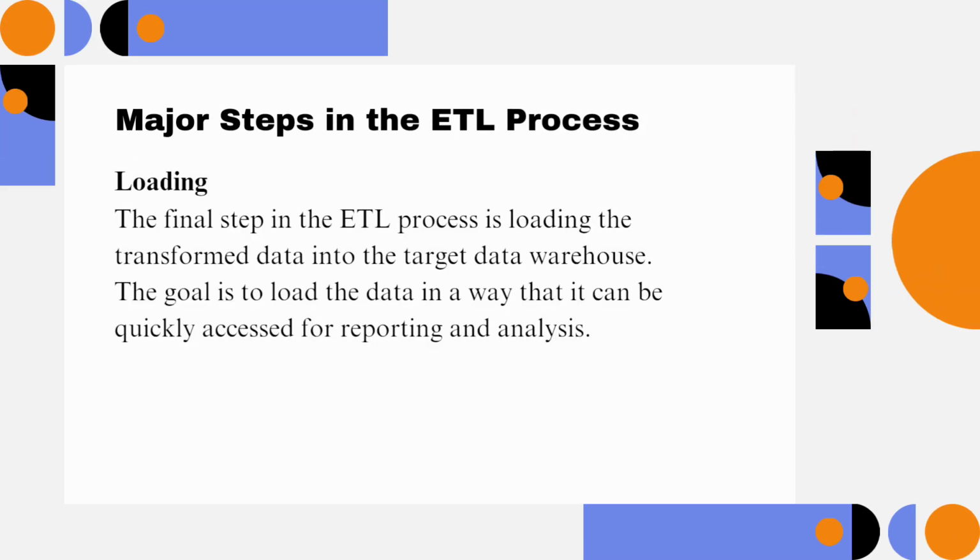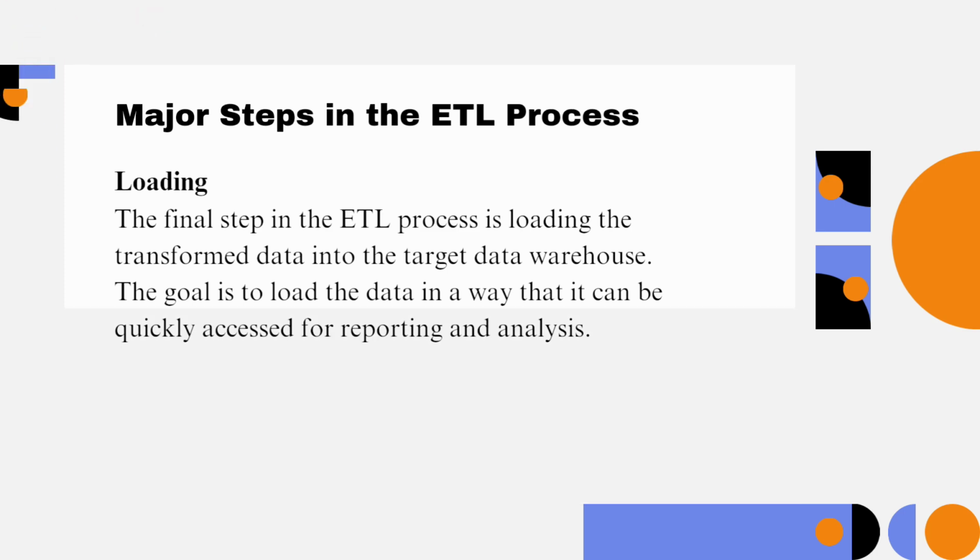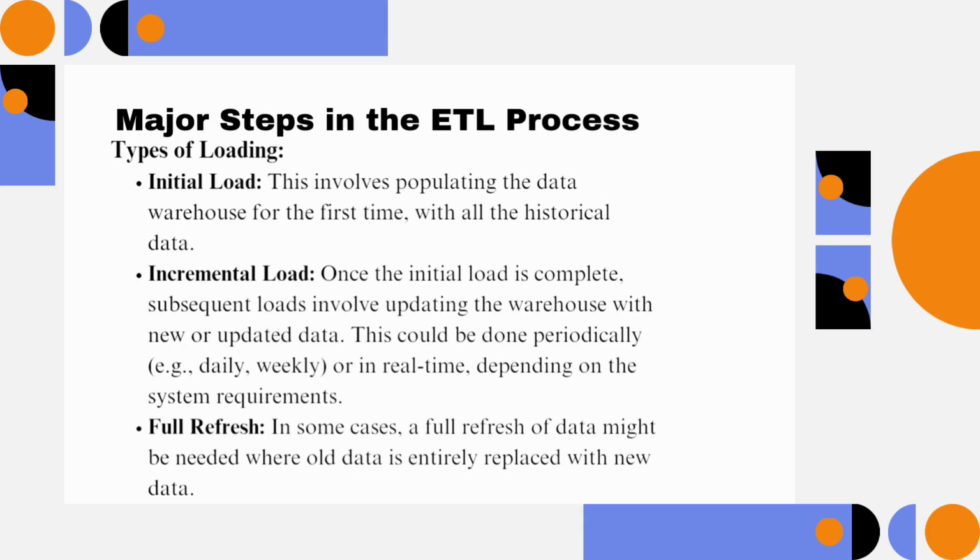Loading. The final step in the ETL process is loading the transformed data into the target data warehouse. The goal is to load the data in a way that it can be quickly accessed for reporting and analysis. Types of loading. Initial load. This involves populating the data warehouse for the first time, with all the historical data. Incremental load. Once the initial load is complete, subsequent loads involve updating the warehouse with new or updated data. This could be done periodically, e.g., daily, weekly, or in real time, depending on the system requirements.